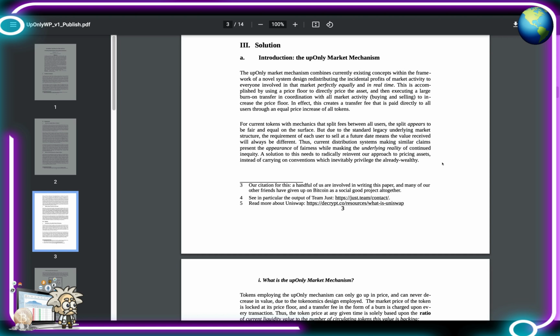For current tokens with mechanics that split fees between all users, this split appears to be fair and equal on the surface, but due to the standard legacy underlying market structure, the requirement of each user to sell at a future date means that the value received will always be different. Thus, guys, current distribution systems making similar claims present the appearance of fairness while masking the underlying reality of continued inequity. A solution to this needs to radically reinvent our approach to pricing assets instead of carrying on conventions, which inevitably privilege the already wealthy.